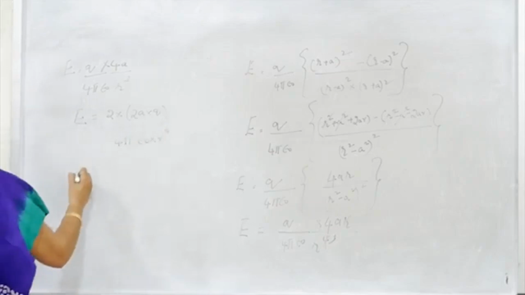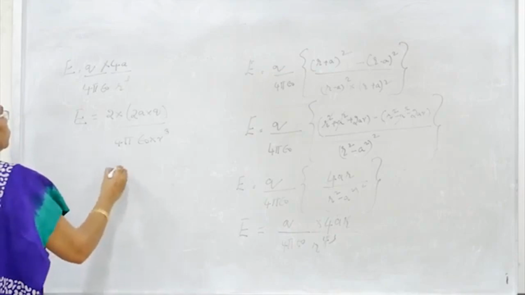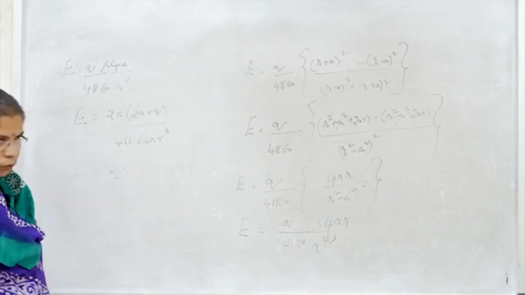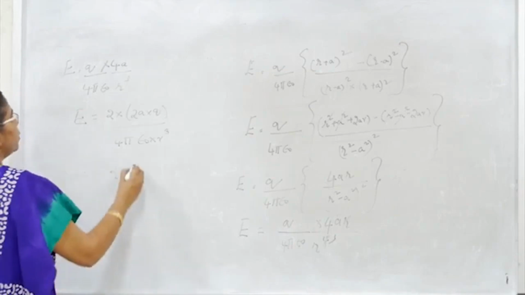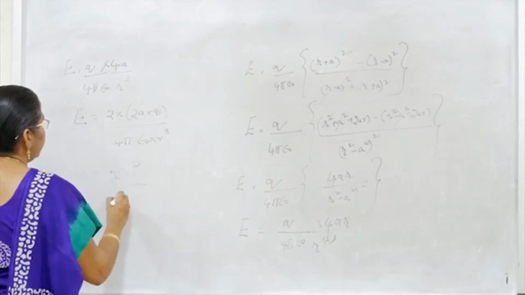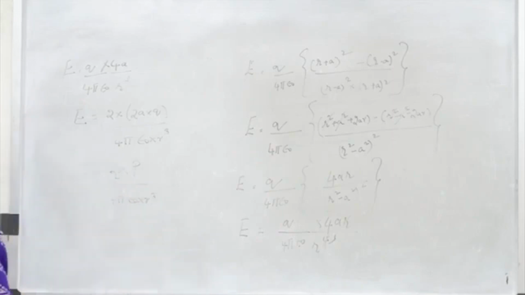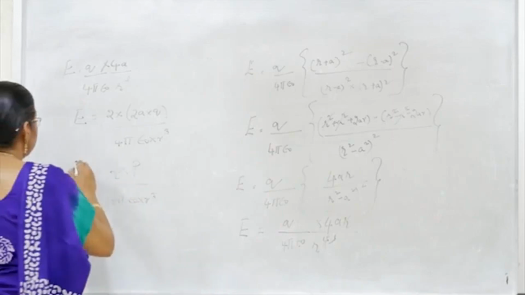So E is equal to 2 into, 2A into Q gives P. This is nothing but dipole moment, so E is 2P by 4 pi epsilon 0 into R cube. So this is the expression for electric field.